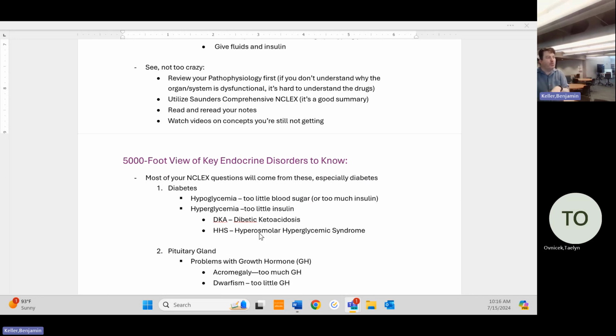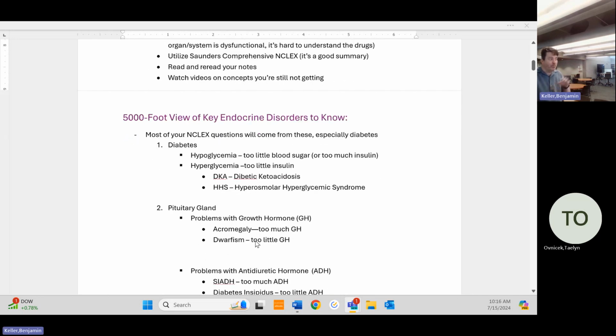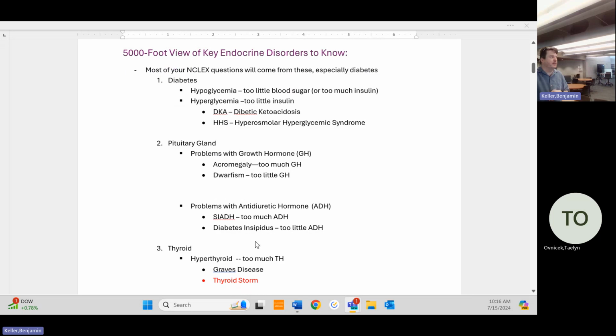But just in general, you have hypoglycemia, which is too little blood sugar or too much insulin for the amount of blood sugar that's present. Or you have hyperglycemia, which is too little insulin or too much blood sugar for what's there. There are two subtypes of hyperglycemia. There's diabetic ketoacidosis, and there's what's called HHS, which is hyperosmolar hyperglycemic syndrome. And we'll talk more about these later today.